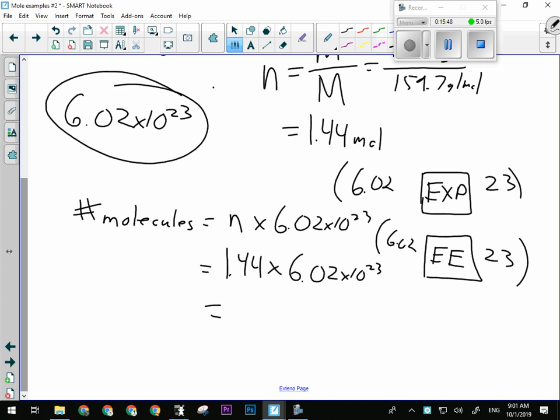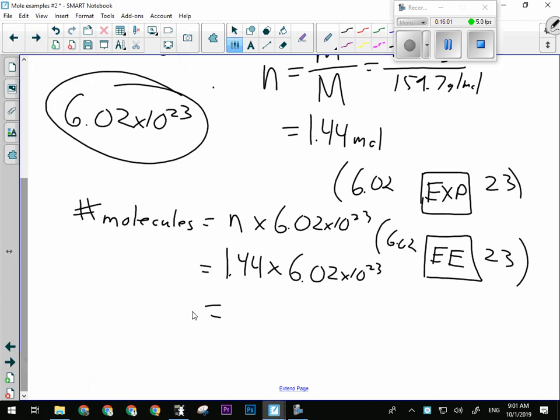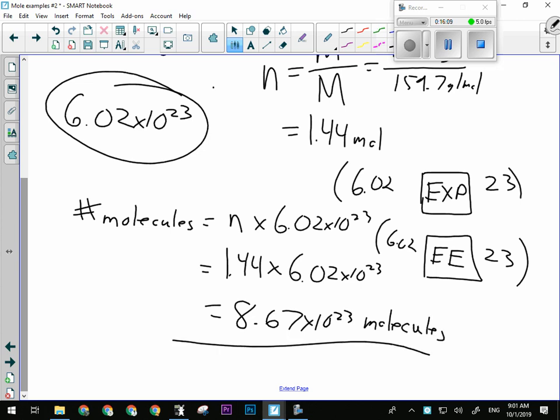So when I do that operation in my calculator, I get that there are 8.67 times 10 to the 23 molecules of calcium carbonate in 125 grams. Or 230 grams, sorry, 230 grams.